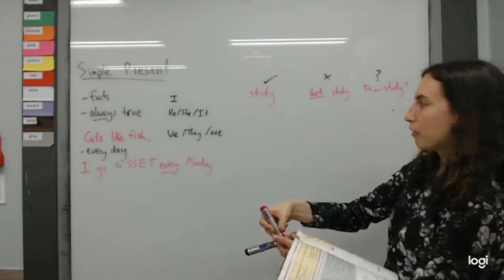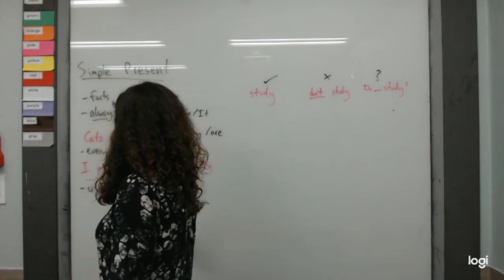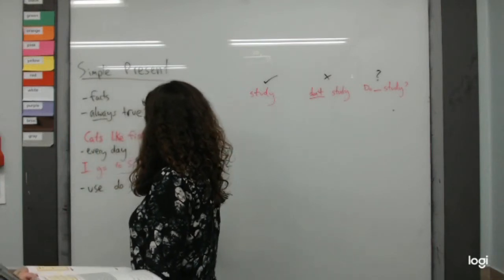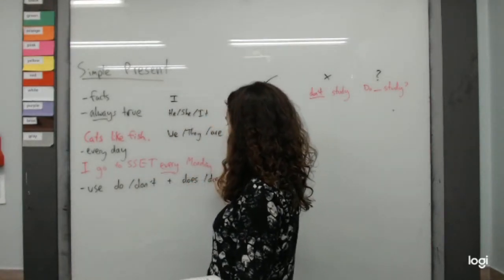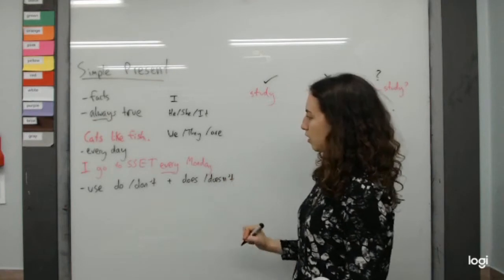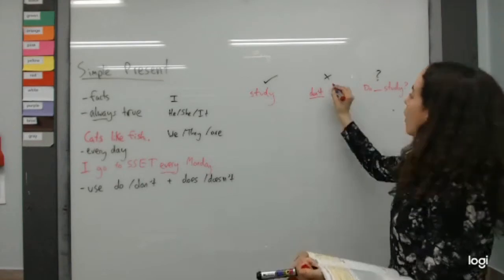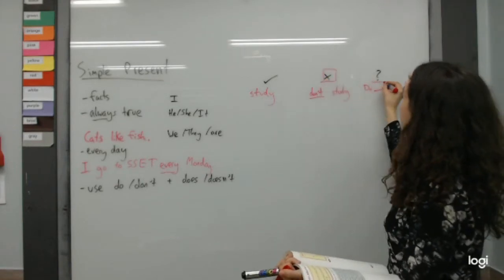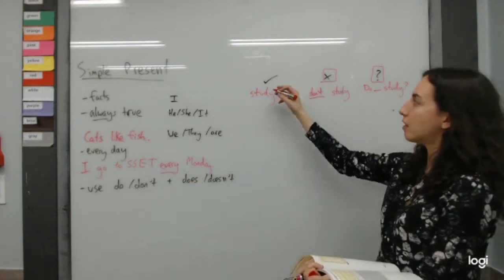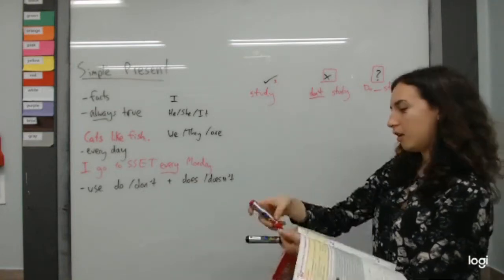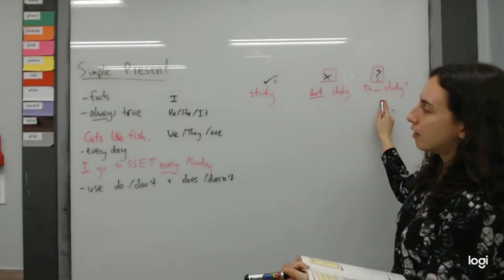So we have to remember for simple present, we use do, don't, and does, doesn't. We use do and don't, and does and doesn't for the no sentences and the question. We don't use them for the yes sentences. For the yes sentences, we only need one. Okay, so I study, I don't study, do I study?